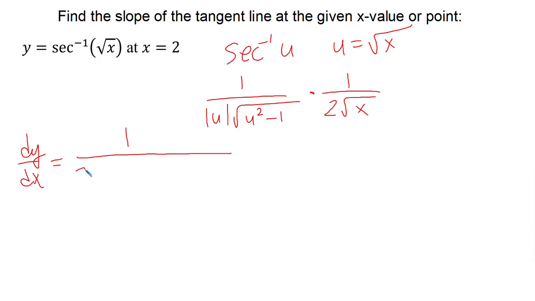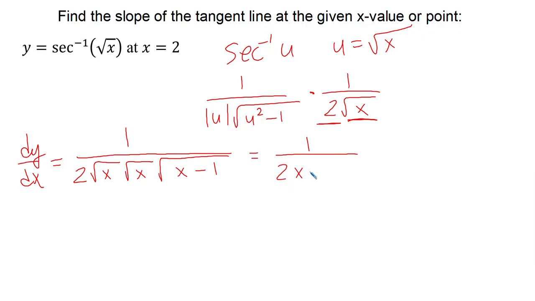So as we simplify this down, we should get dy dx is equal to 1 over, we have a 2 out in the front, right? And then we have this 2 right here. Then we have the absolute value of u. Well, square roots are always positive or 0, so I don't need to worry about the absolute value. That's just √x. And then I've got this other √x from the piece right here. And then I've got a root of u squared. Well, √x squared is just going to be x, so it's x minus 1.